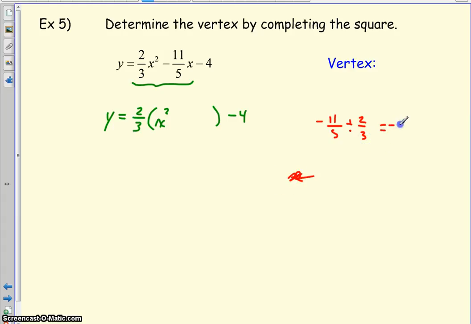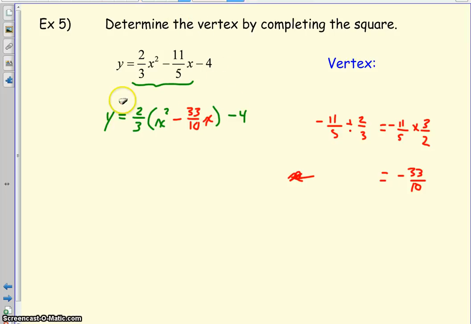So that's going to be equal to negative 11 over 5 times 3 halves, which will give me, looks like, negative 33 over 10. Nice, lovely number. So I get x squared minus 33 over 10x.